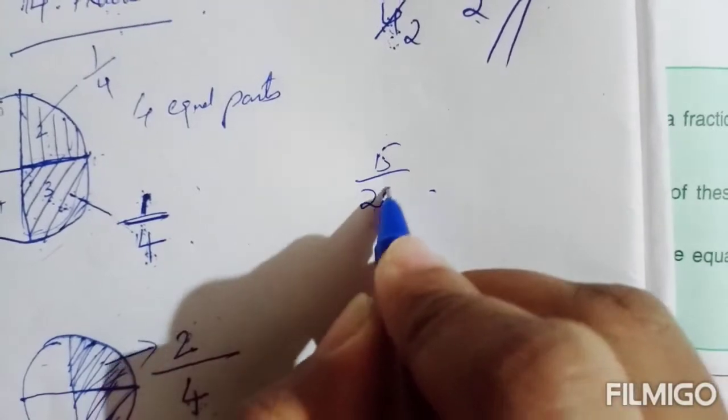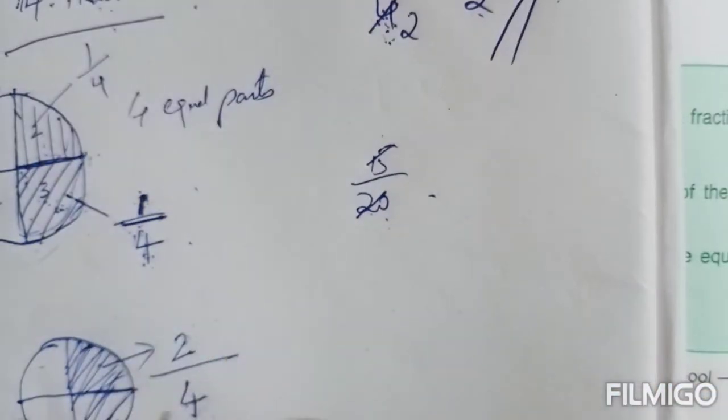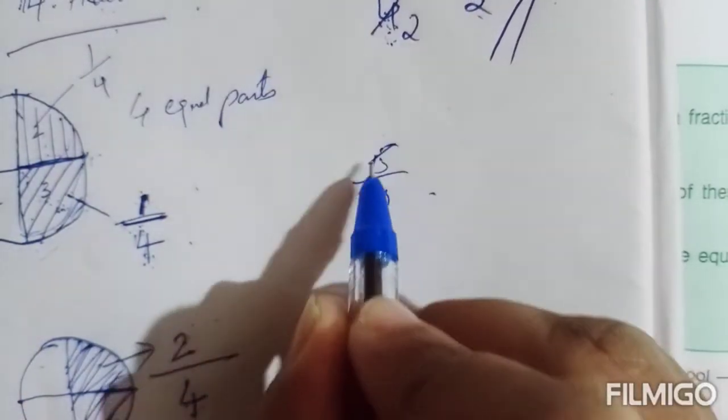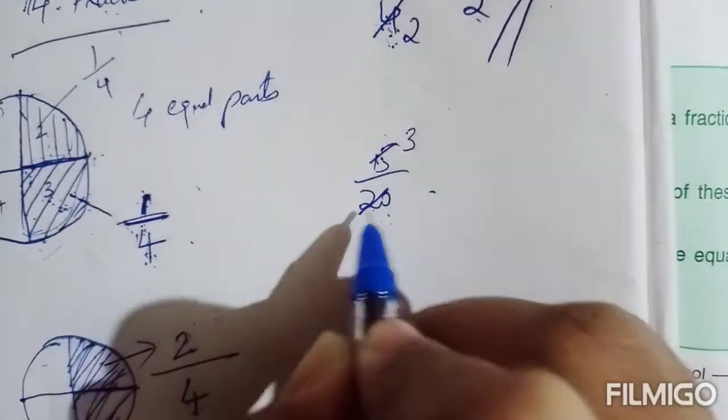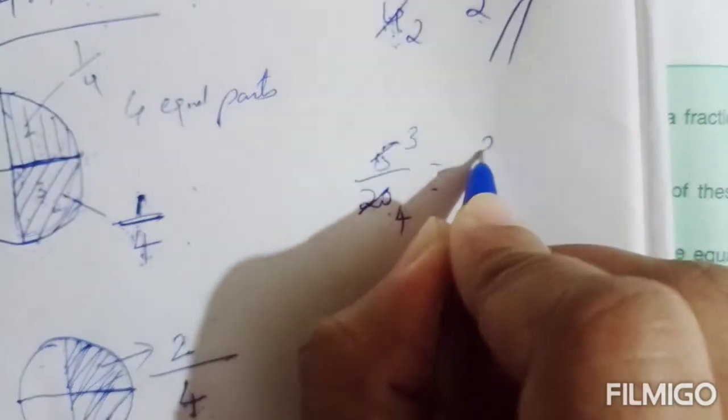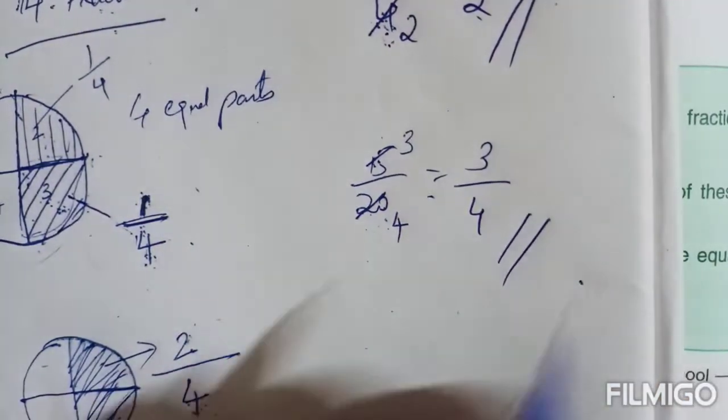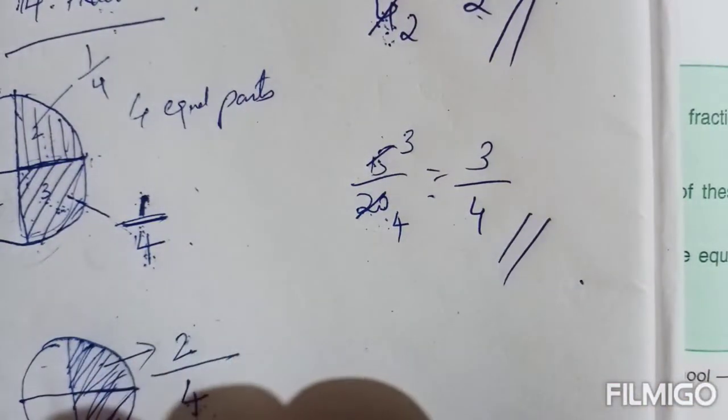15 and 20 ne namko 5 വെച്ച് divide ചെയ്യാം. So 5 is a common factor for 15 and 20. 15 divided by 5 it is 3. 20 divided by 5 it is 4. So 3 by 4 is the lowest form of 15 by 20.